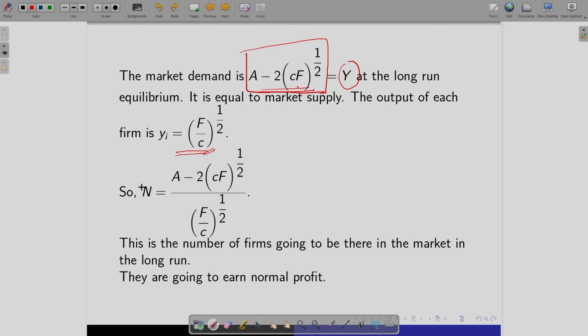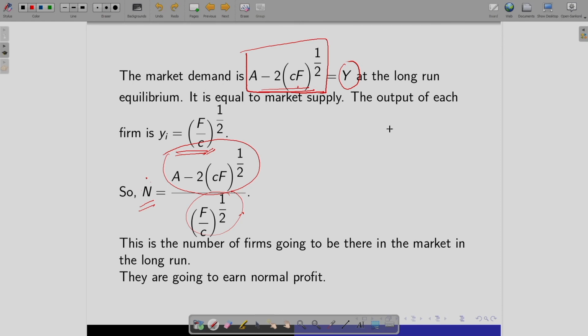So, how do we find the number of firms that are going to be present in this market in the long run? So, this total demand in the market, quantity demanded, divided by the output of each firm at the equilibrium point, and we get this n. So, this n is the number of firms that are going to be present in the long run. Okay. So, in perfectly competitive, what do we get?